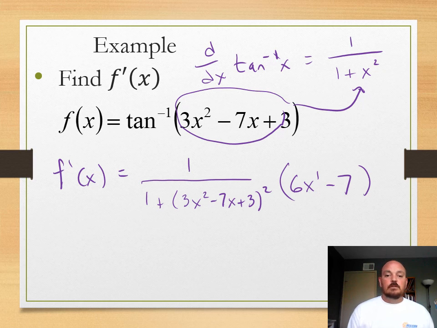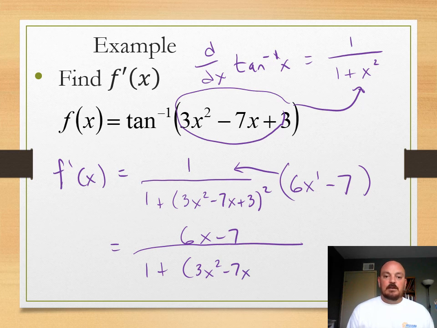And what I would do to finish cleaning up my answer, since we're multiplying, basically just take that and put it on top. Don't bother foiling out that thing on bottom. 6x minus 7 over 1 plus, just leave your answer like this. If you multiply it out, it's fine, but it's extra unnecessary time. This is perfectly good for an answer.